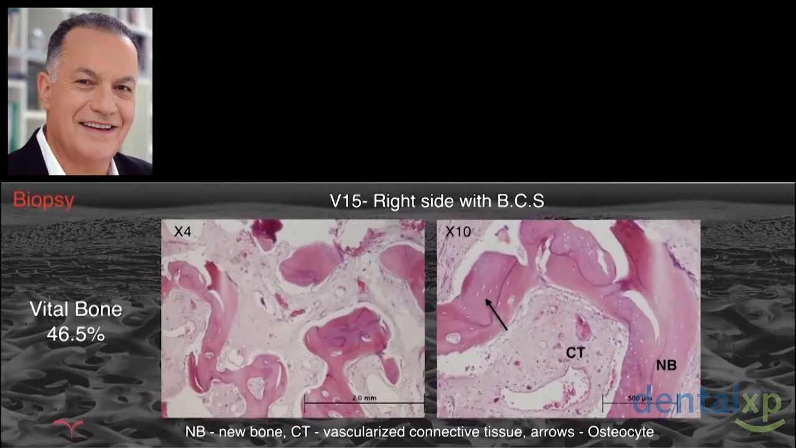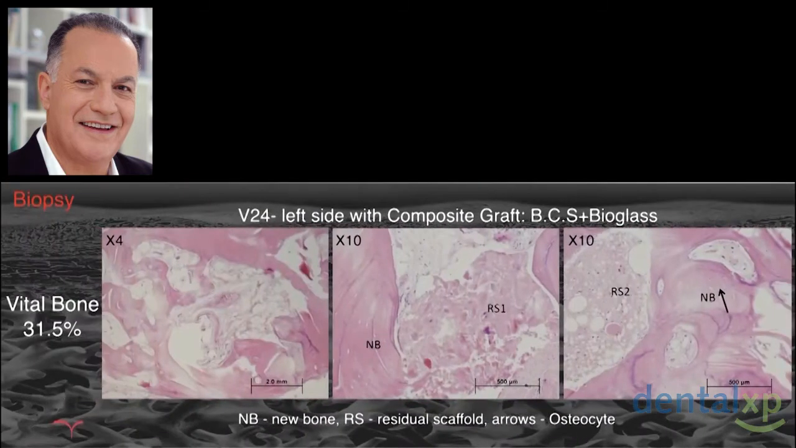Those cores have been sent to the laboratory, and we have got the result. As you can see on the right side, we have 46% of vital bone which has been created. This is a very good percent. We have new bone formation, we have vascularized connective tissue, and we can see the new osteocyte. That was on the right side, with the bicalcium sulfate only.